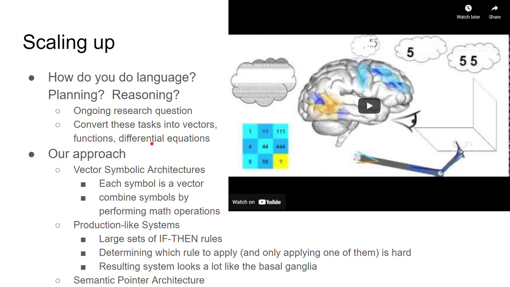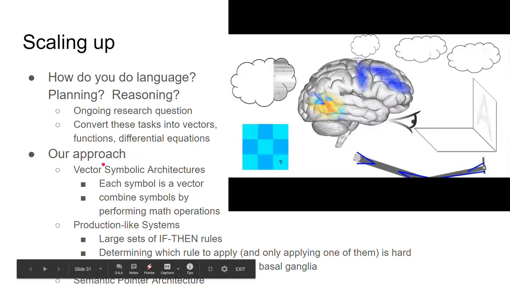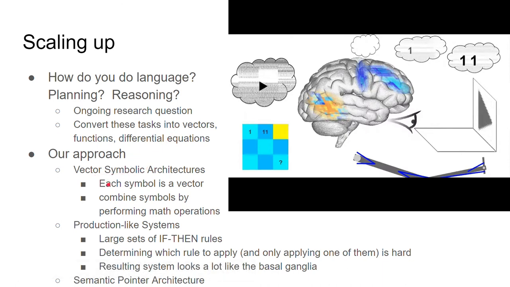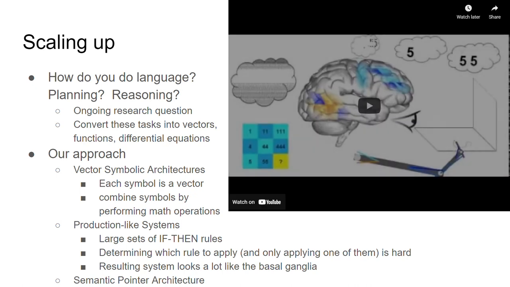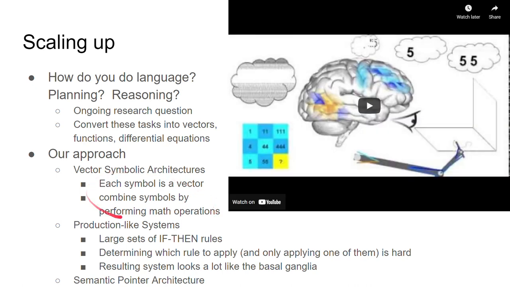The general approach that we've taken to do that is something called vector symbolic architectures. If you have language or a bunch of symbols and you want to turn that into vectors, the approach is that each basic symbol is a vector, and then you can combine symbols to make phrases or statements by performing math operations on those vectors. And as long as we show how those math operations can also be implemented in neurons, then we can build stuff up. So that's one part of our approach.